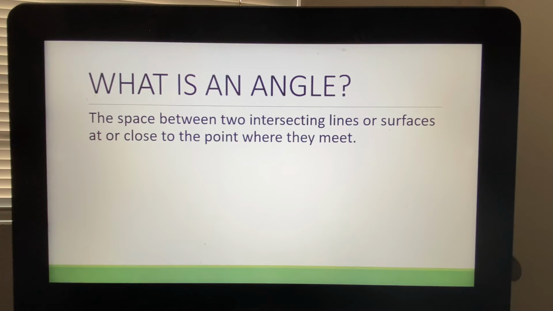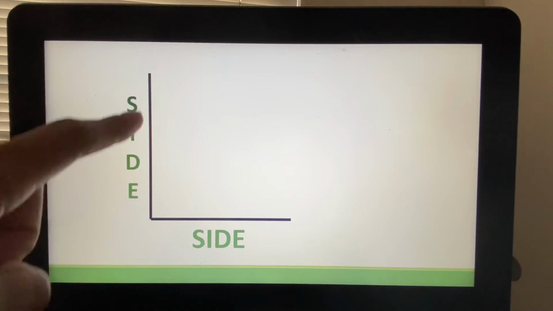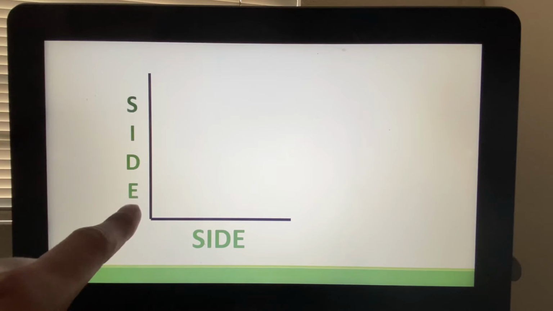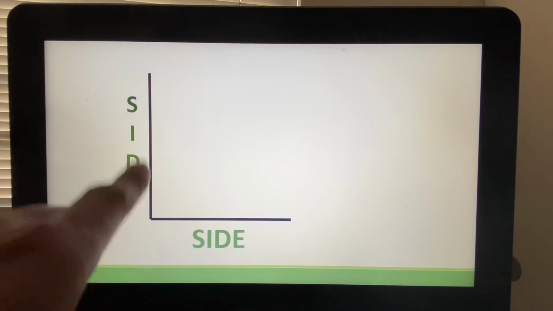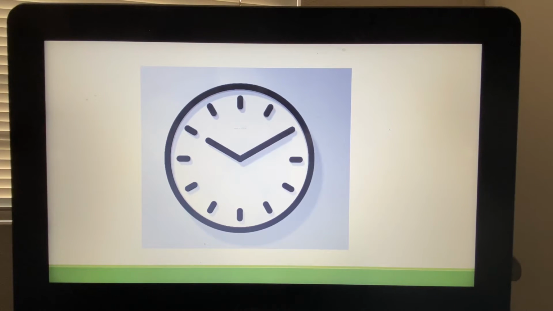And to get a better understanding of this, I provided a visual. Not the most exciting visual, but we have 2 intersecting sides or surfaces, in this case 2 lines, that are intersecting at one point. So this is an angle. This is the angle. And you may not notice it every time, but we are surrounded by angles. Everywhere in the classroom, outside of the classroom, there are angles everywhere.